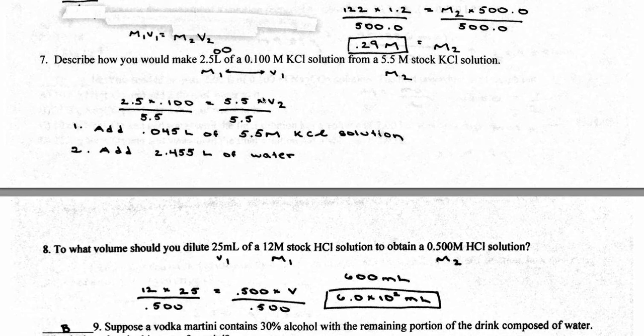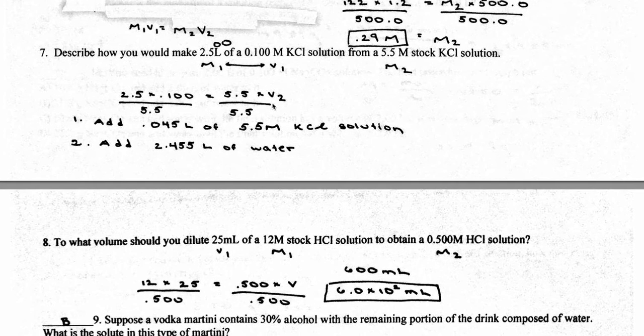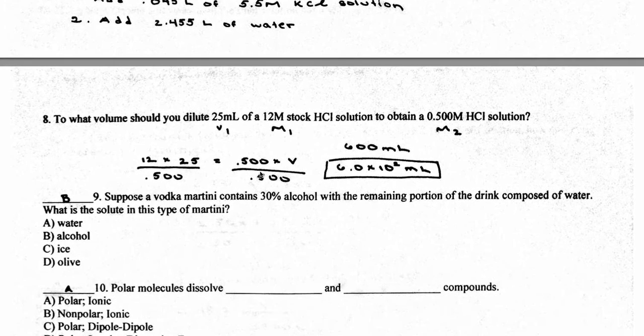And so M1V1 equals M2V2. I'm solving for how much of the 5.5 molar solution I need. So I solve it, and I get 0.045 liters of the 5.5 molar KCl solution. So this is what I need to measure out first. And then I'm just going to add water to get this final volume of 2.500 liters. So what I do is I just add 2.455 liters of water. And I've got this solution now. I've got this volume, and I've got this concentration. And you're done. Super easy.